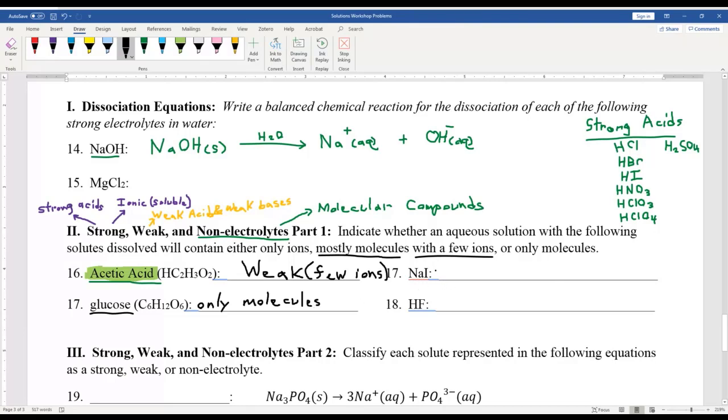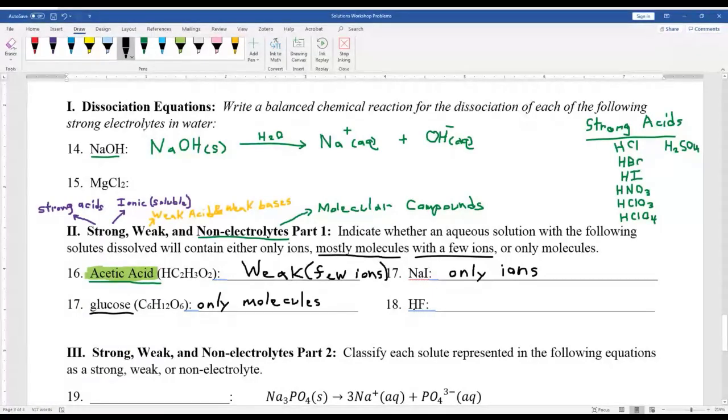Now what about NaI? Is that ionic or covalent? That should be an electrolyte. Yeah, NaI is an ionic substance because sodium is a metal. So yes, it is going to be only ions. This is a strong electrolyte because it's an ionic compound.